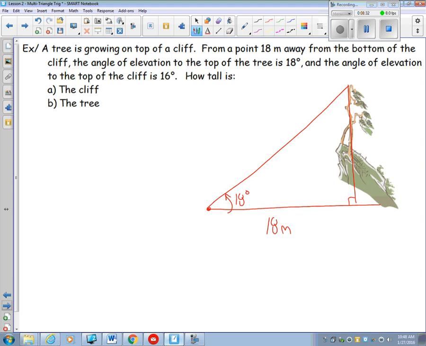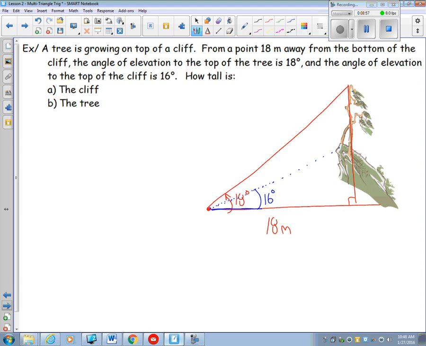Okay, so from the same spot, I'm going to the top of the cliff next time. I'm going to draw a separate line, a different color. There's the top of the cliff, right? And that angle is 16. Again, from the horizontal right here, up to this dotted line, here's my angle of elevation. We want to know how tall the cliff is and how tall the tree is.